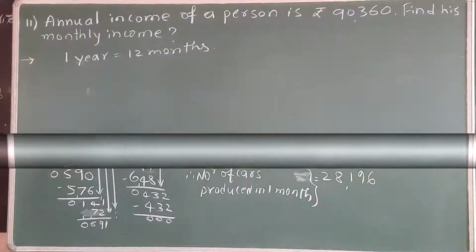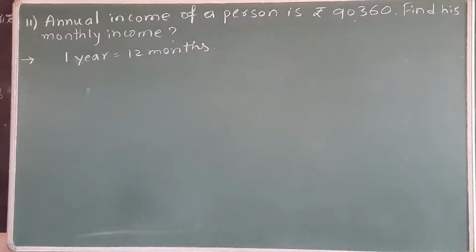28,196. Take 11th one. Annual income or yearly income of a person is rupees 90,360. Find his monthly income. We know that 1 year is 12 months. If we divide the annual income, or 1 year's income, that is 90,360, by 12, then we will get the income of that person every month.